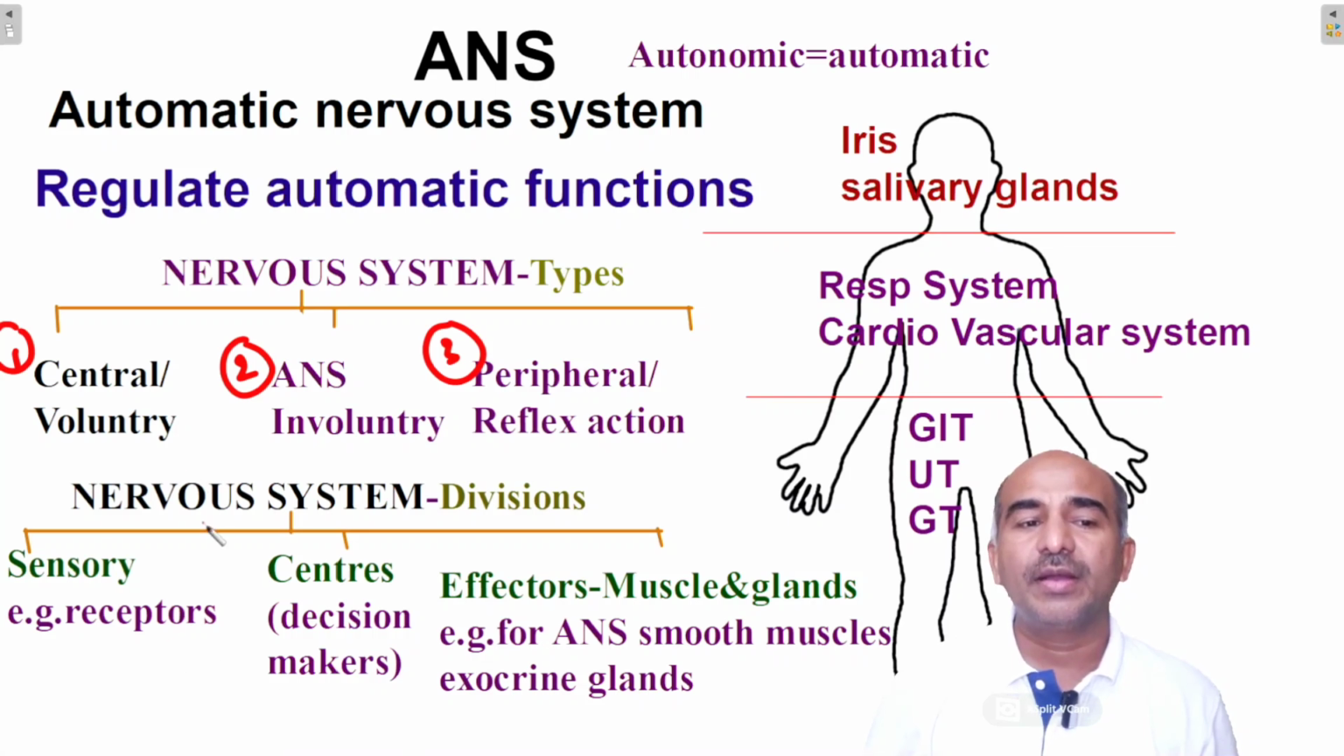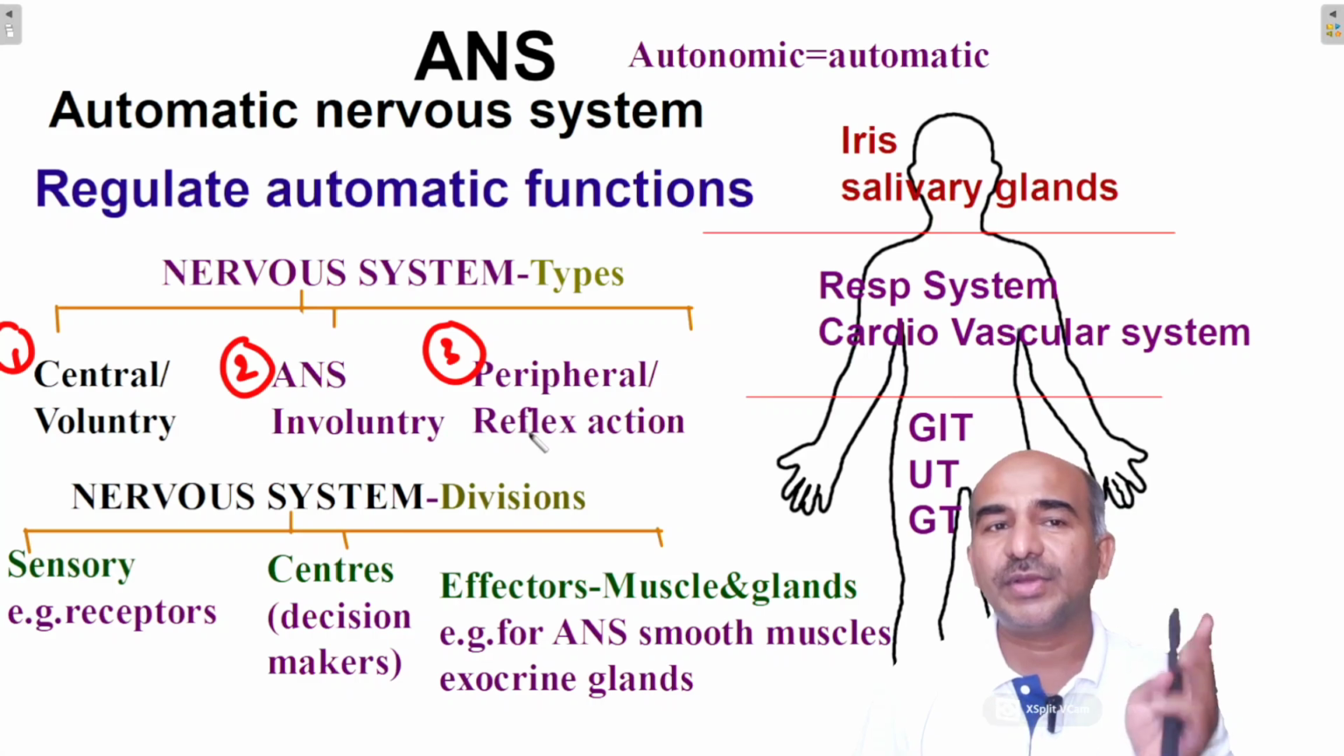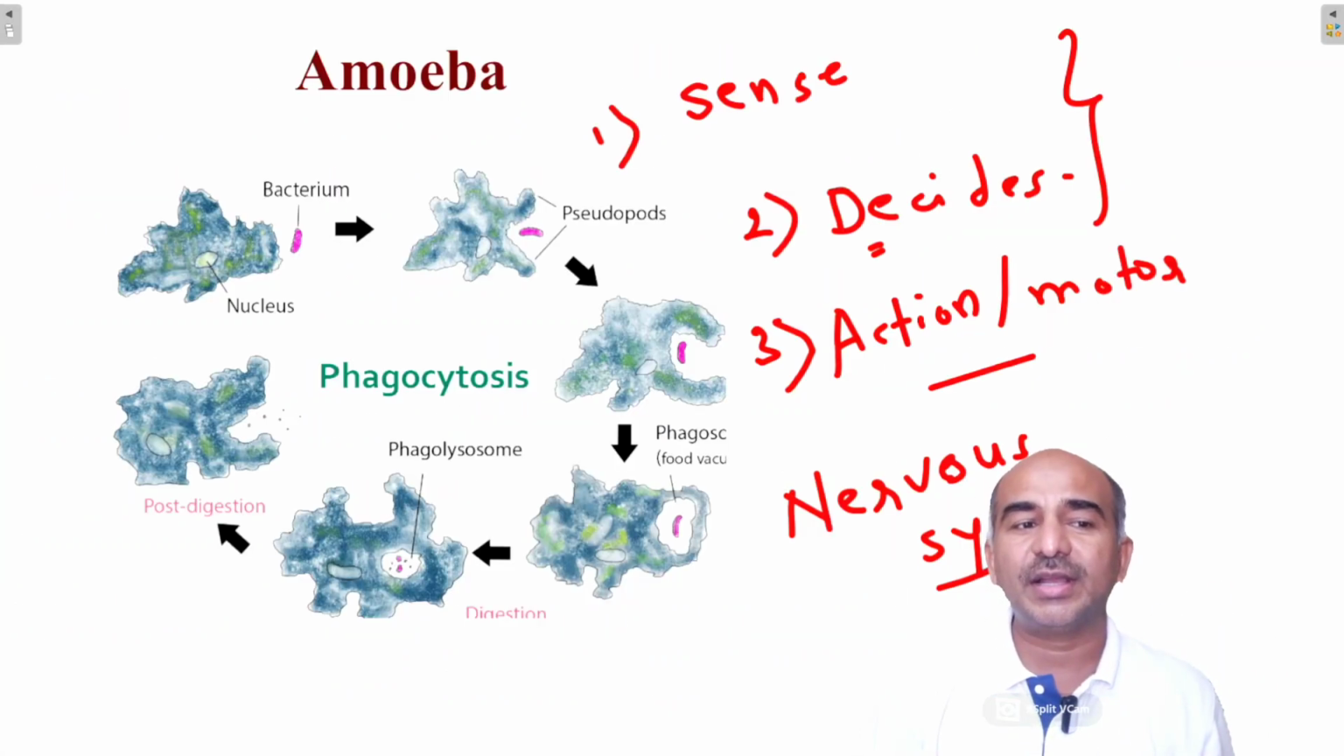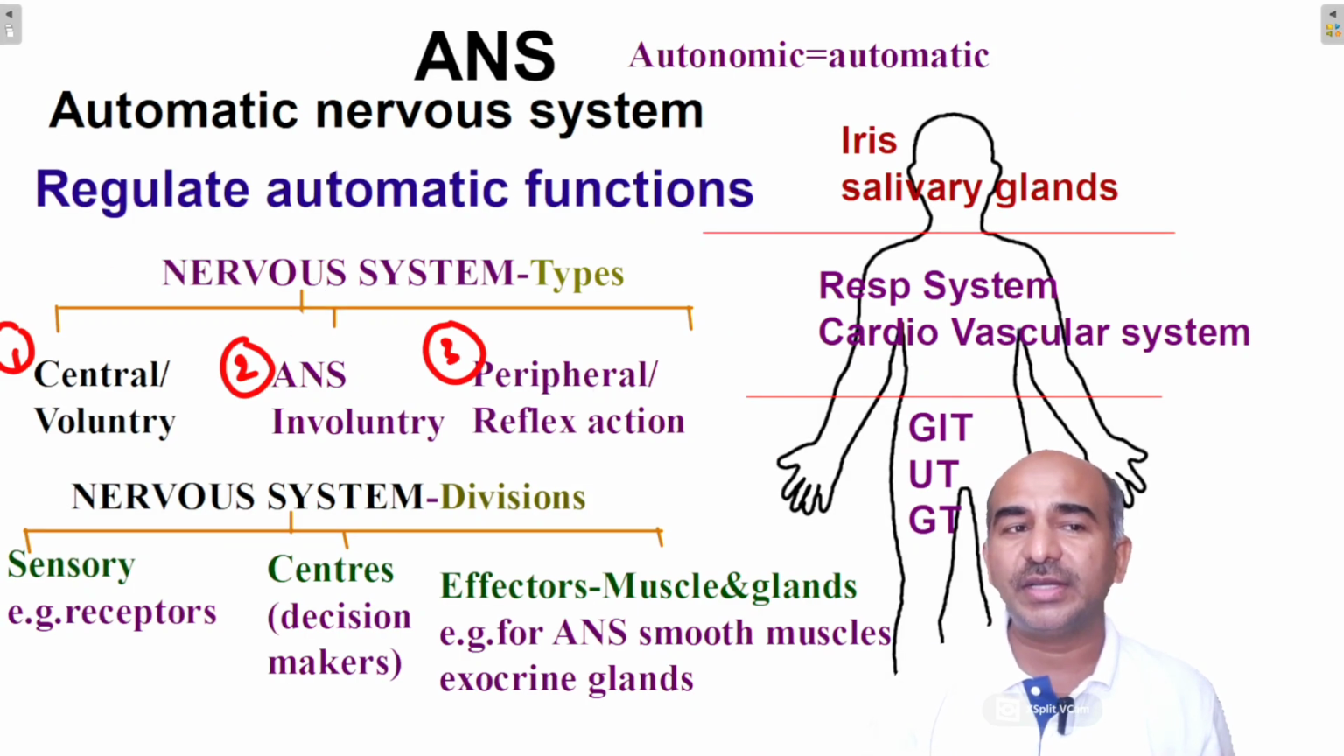Now in this nervous system, all these three nervous systems have three divisions, just like I told you in the example of the amoeba. They sense, they decide, and they act. So the sensory division, decision-taking centers, and motor division are the three divisions of the autonomic nervous system. Here, sensory are receptors, centers are decision makers, and effectors are motor. Now motor means bringing action.